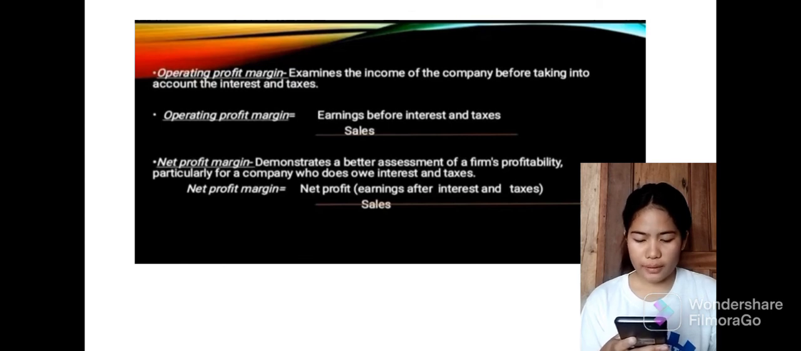This is the bottom line. The net profit margin is the most often used measure of a firm's profitability. Net profit margin is equal to net profit, or earnings after interest and taxes, divided by sales. Return on assets determines profitability in relation to asset management. Return on assets is equal to net profit, or earnings after interest and taxes, divided by total assets.